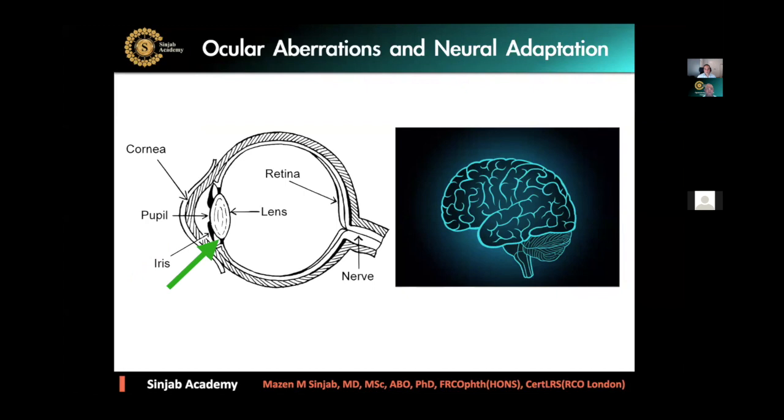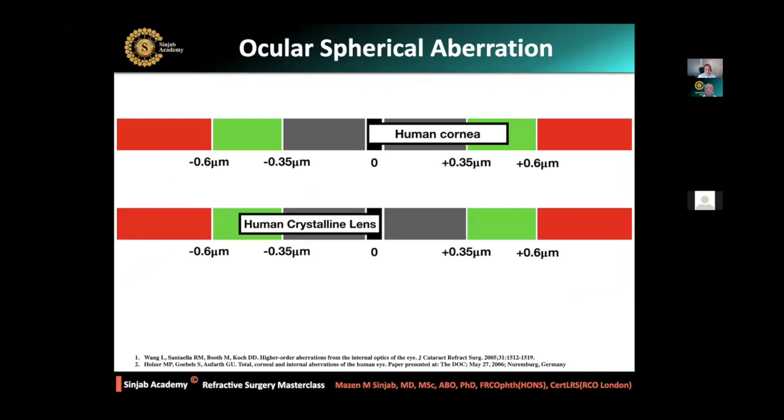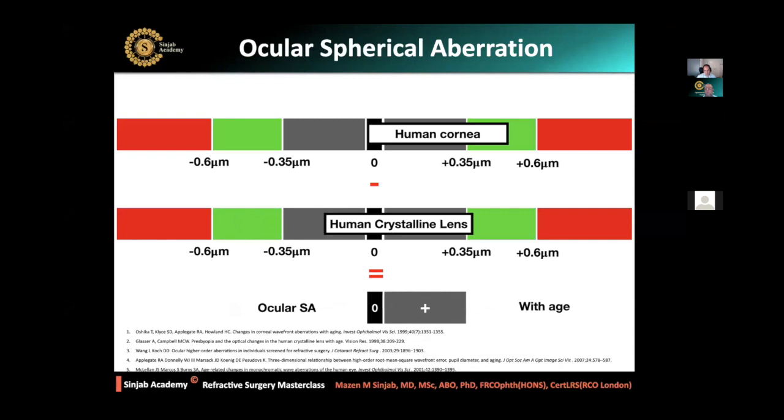Okay. For the crystalline lens, I'll give you an example of spherical aberration being compensated by the human crystalline lens. If the human cornea is on the positive side, the human crystalline lens is on the negative side. So the sum will be almost 0 to plus 0.1 microns at the age of 19 years. All right? And by age, the ocular spherical aberration will go towards positive, not because the human cornea has changed, but because the human crystalline lens is going towards the positive. Okay?